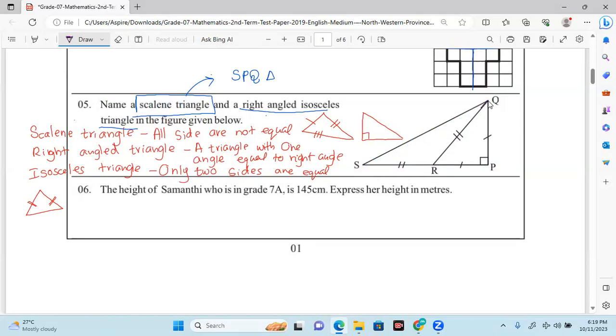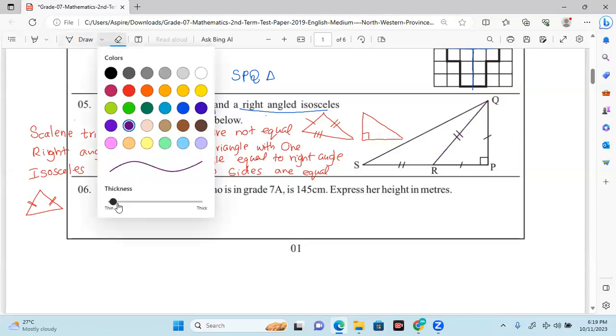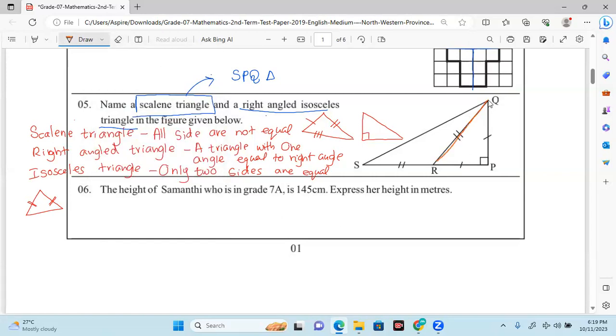You can see here in the RPQ triangle, these two sides are equal. Then there is a 90 degree angle. It is a right angle triangle.